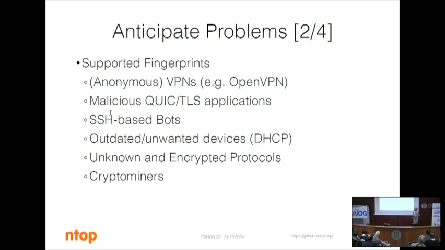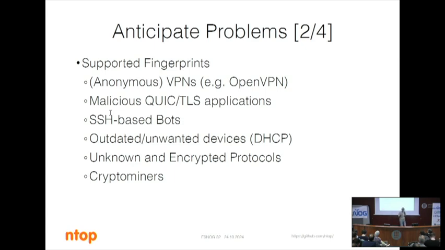Let's make some examples. We have supported fingerprinting in nDPI of VPNs, mostly anonymous VPNs. Anonymous VPNs, even those based on OpenVPN, are just a few of them. But there are many others that are creating a lot of trouble, in particular because they are breaking the security rules you have put on your network, because they are trying to circumvent them this way. Or for instance, we can block malicious QUIC or TLS-based applications, simply by looking at the fingerprint of the initial few packets. Another problem that can be blocked very easily is a bot based on SSH.